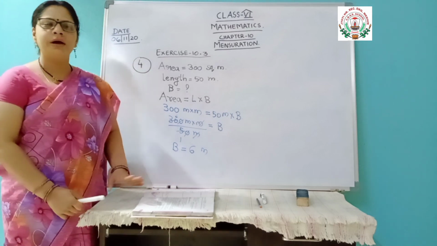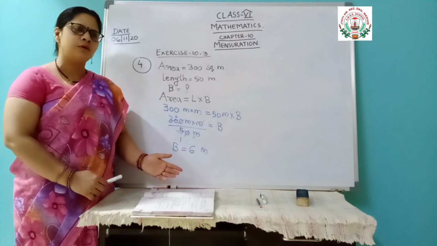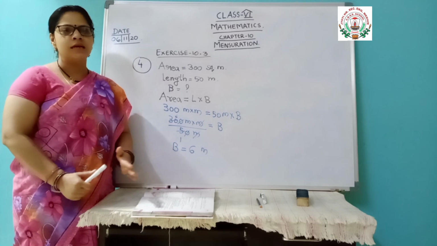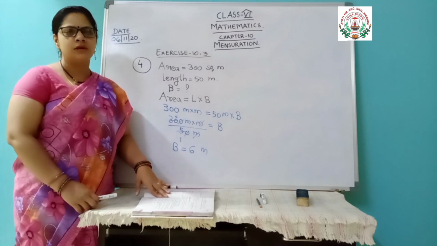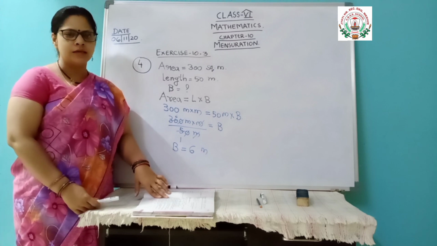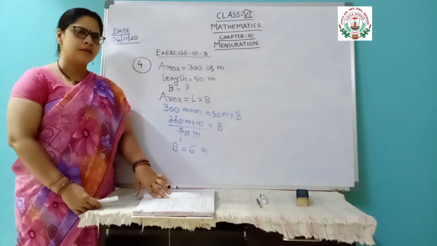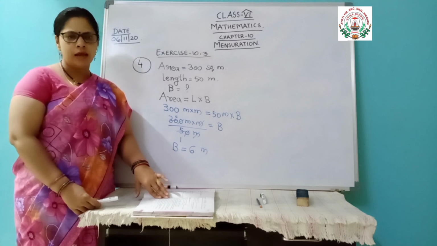In this way you have to understand. Exercise wise, Exercise 10.1 is for finding perimeter, and Exercise 10.3 is for finding area. But in the exam, the question can come from anywhere. You do not know which exercise it is from. So you have to read the question and understand whether you have to find out the perimeter or the area.